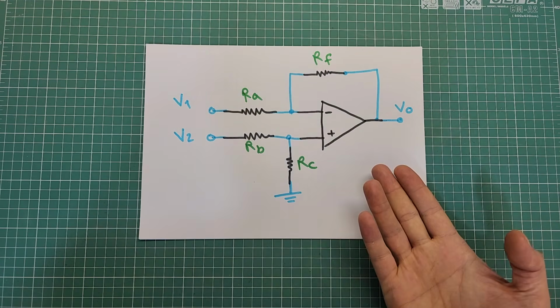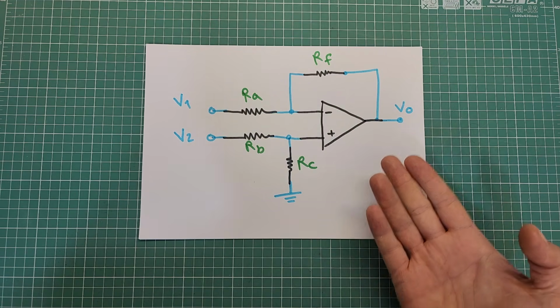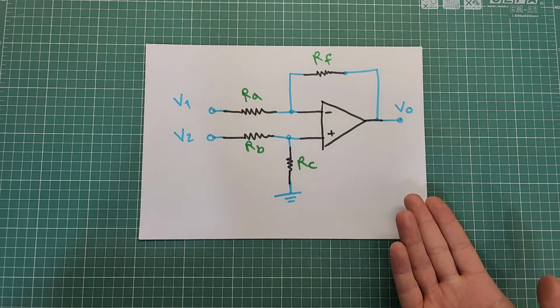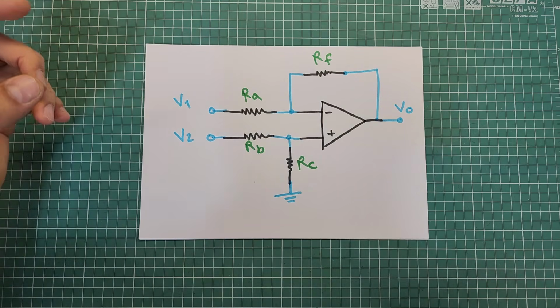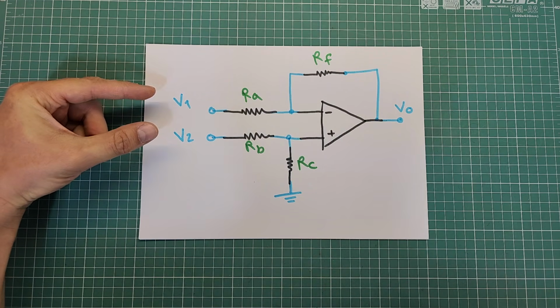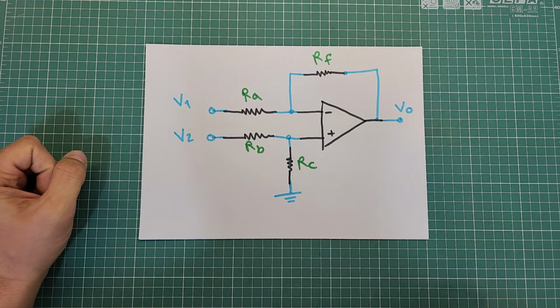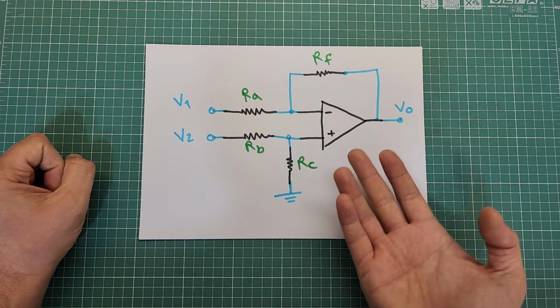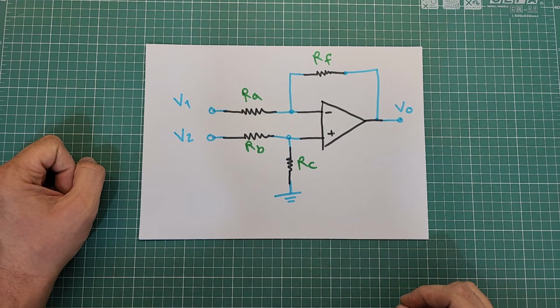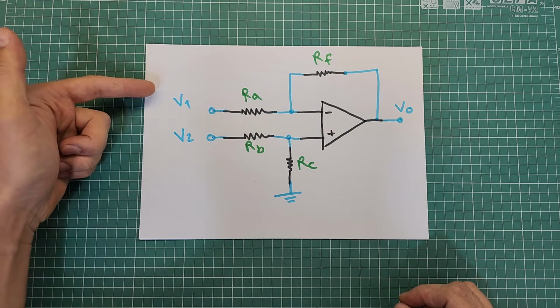This is the configuration used to make a differential amplifier out of op-amps. It's very simple. Just apply differential voltage to these inputs and you will get the amplified differential voltage at output. This configuration will amplify the voltage difference between its inputs V1 and V2.